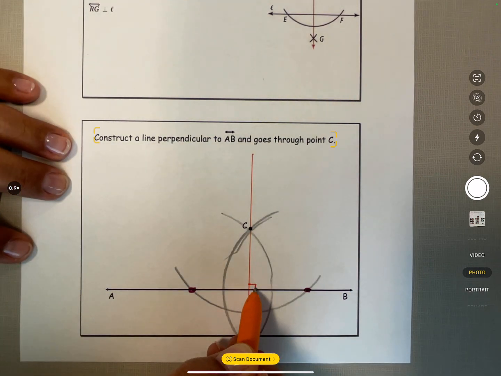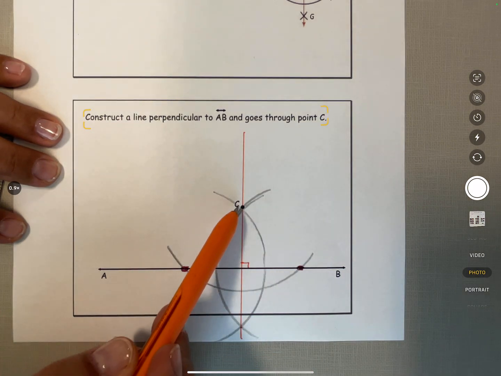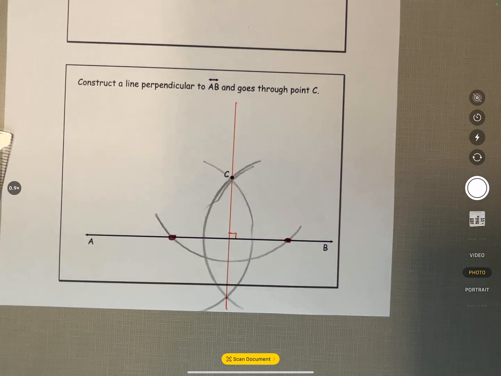It does, and that's how you construct a line perpendicular to a given line through a point not on the line. And that's the end of our constructions.